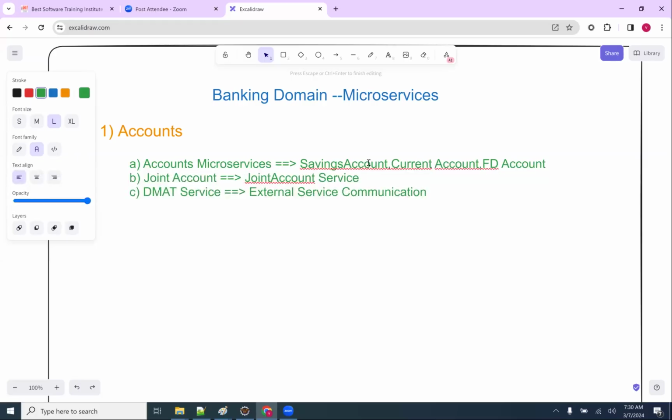So I can come up with 3 microservices: account microservice, joint account microservice, and demat service. If I have a problem in demat service, can I work on accounts? Yes. If I have a problem in joint account, can I work on other accounts? Yes. Each is a separate microservice, 3 independent units.